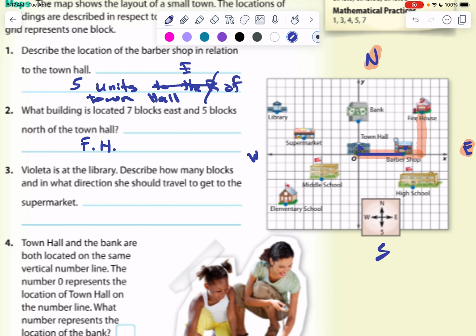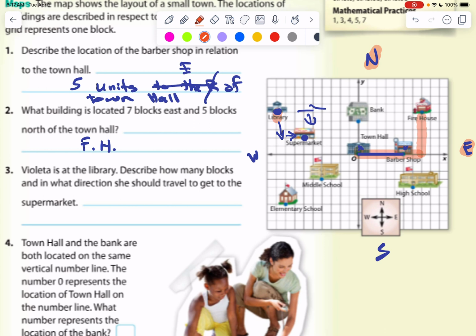And number 3, Violetta is at the library. Describe how many blocks she should travel to get to the supermarket. So here's the library, and she wants to go to the supermarket. You may get different answers here, depending upon whether you go east and then south, or south and then east. I'm going to go south first.